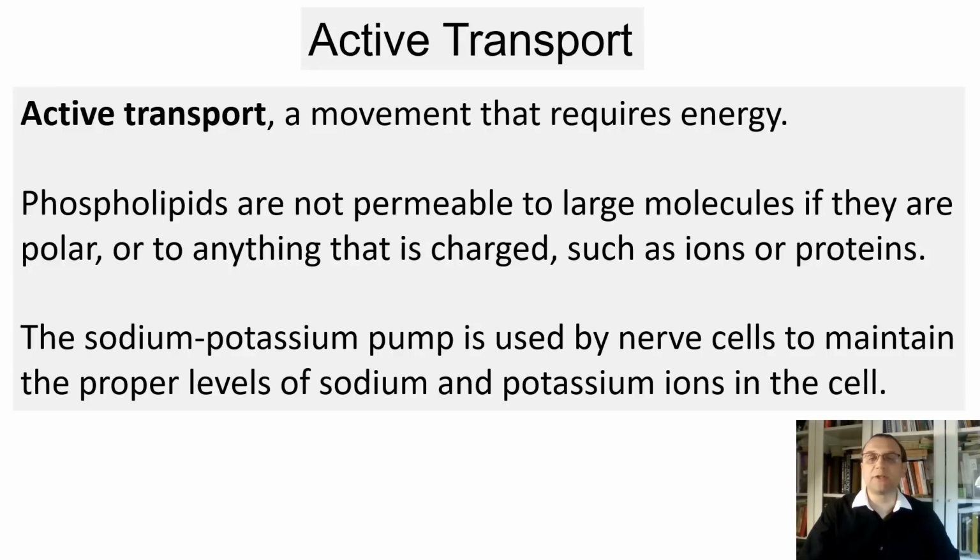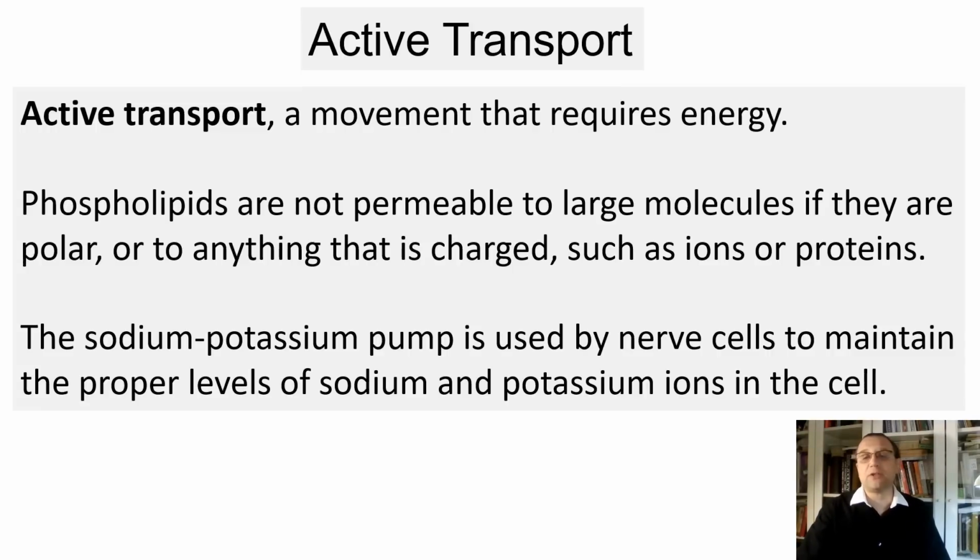Active transport is a movement that requires energy. Sometimes molecules must move against the direction of diffusion in order for the cell to reach homeostasis. This also could be done by active transport. Cell has to spend ATP molecules for this to happen.